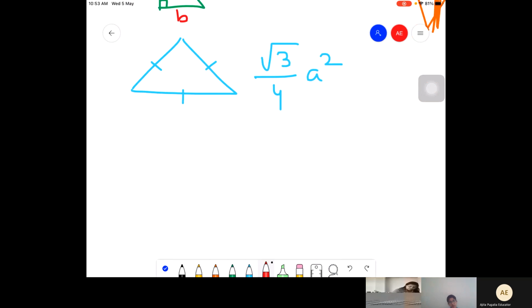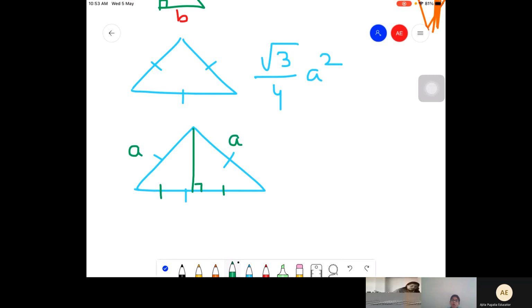Let's do one more thing. One of the features of an equilateral triangle is that all the sides are equal. So when you draw a perpendicular from one vertex to the base, it divides the base into two equal halves. You know that feature of an equilateral triangle, right? It forms a 90 degree angle. If these sides are a, this is going to be a upon 2 and a upon 2.